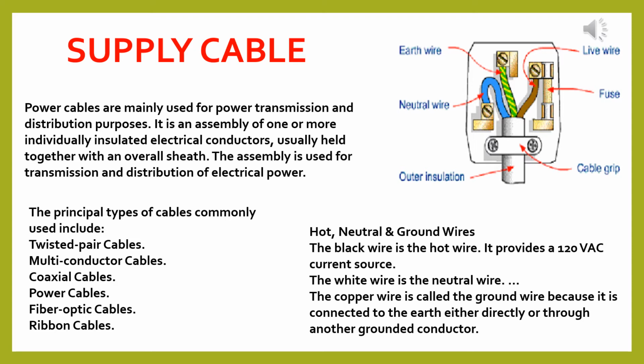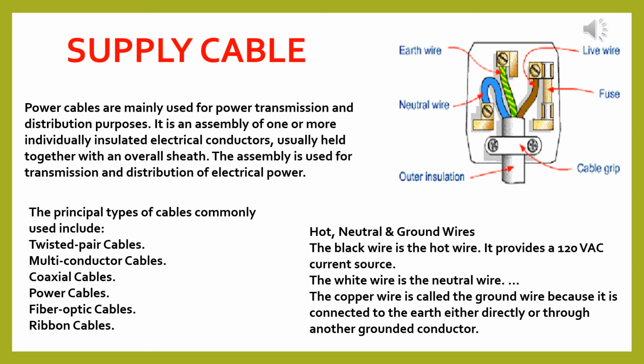The principal types of cable commonly used include twisted pair cables. These are the types of cable lines: twisted pair cables, multi-conductor cables, coaxial cables, power cables, fiber optic cables, and ribbon cables. Hot, neutral and ground wires. The black wire is the hot wire. It provides a 120-volt AC current source. I'm talking about your main switches or main connection.